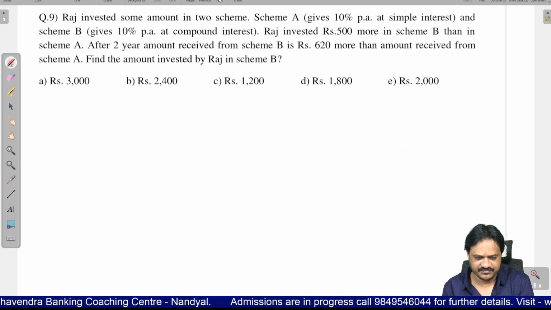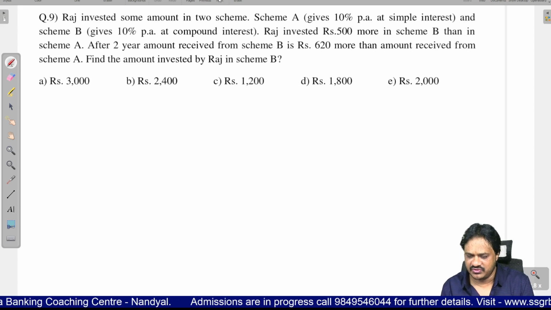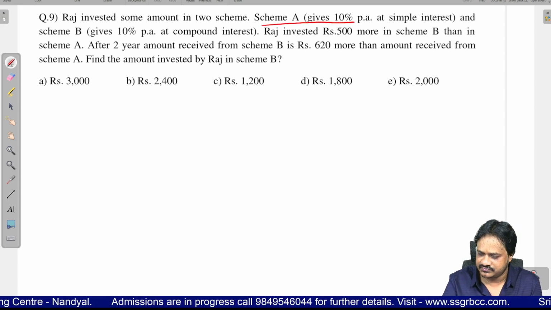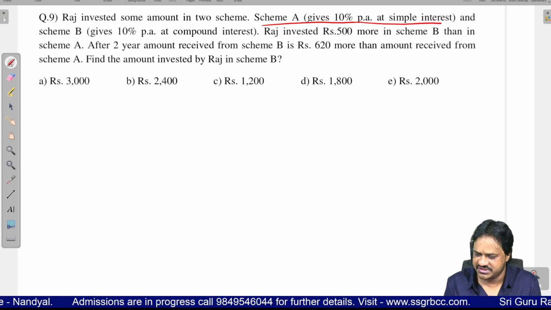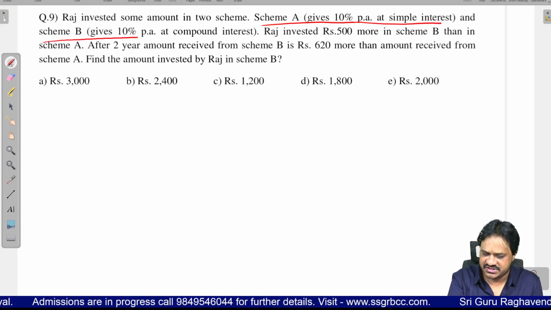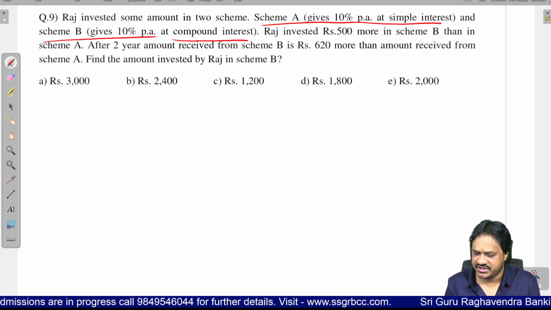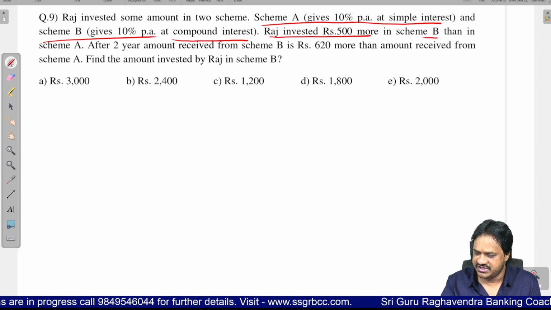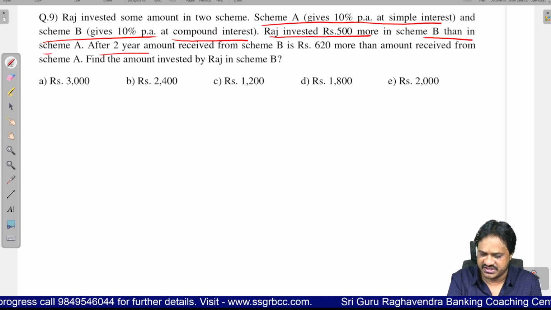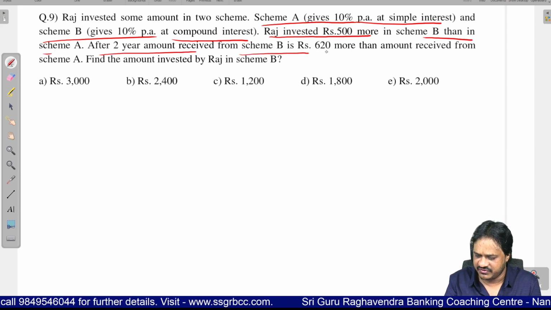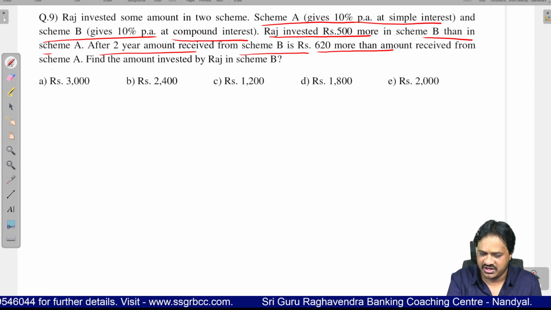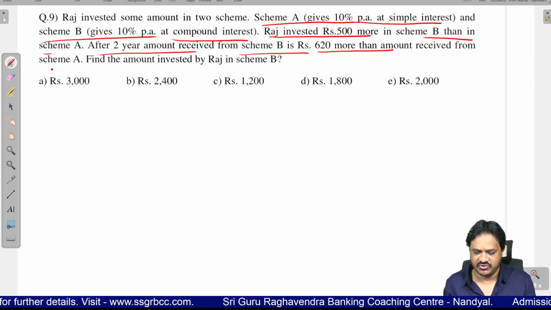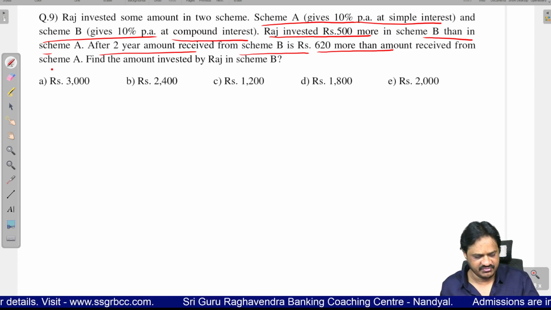Next question. Raj invested some amount in two schemes. Scheme A gives 10% at simple interest. Two schemes are there, 10% simple interest. Then scheme B is compound interest at 10%. Raj invested 500 more in scheme B than in scheme A. After 2 years, the amount received from B is 620 more than the amount received from A. Find the amount invested by Raj in scheme B.